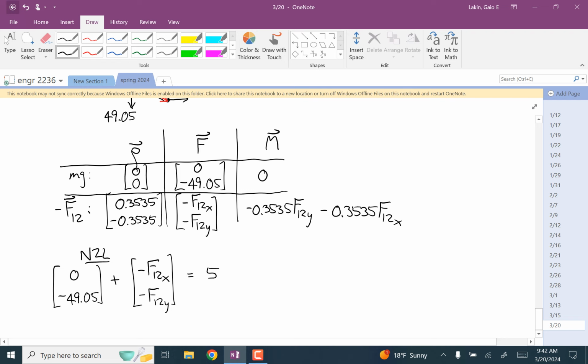I'm just going to call this a2x, a2y. And this acceleration a2 is the acceleration vector of the center of mass of body 2.